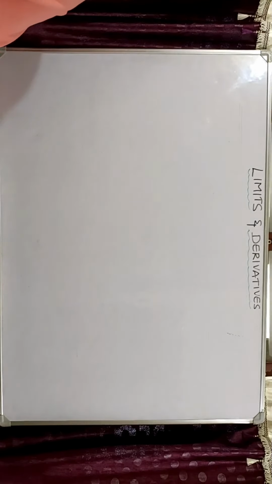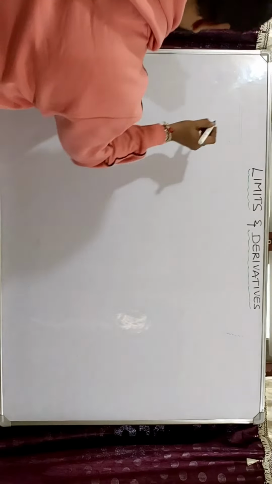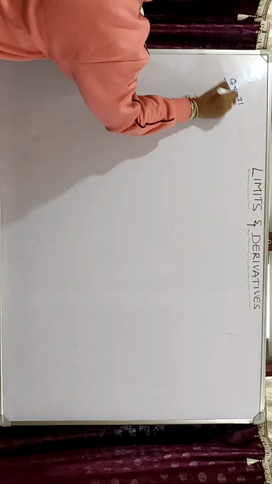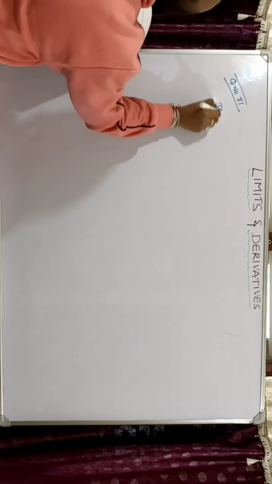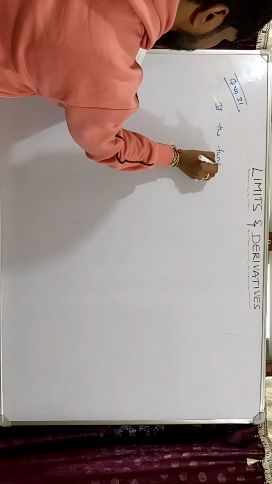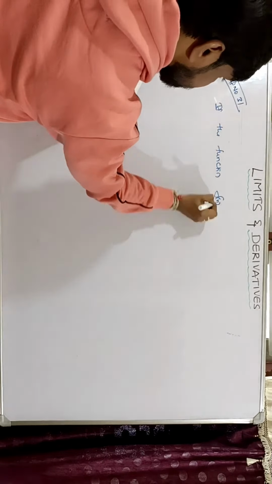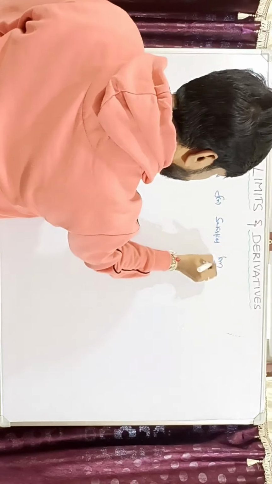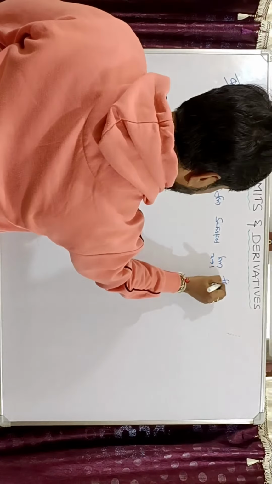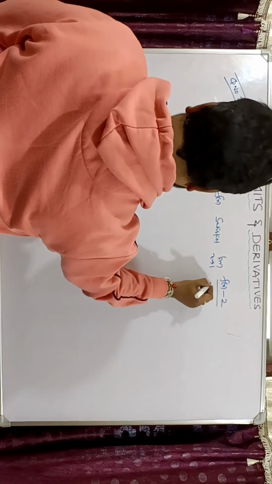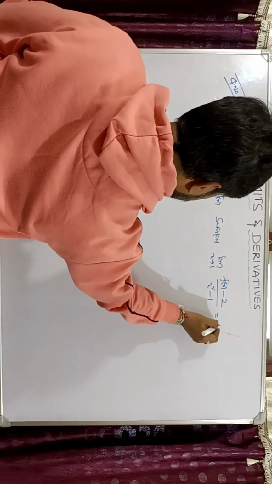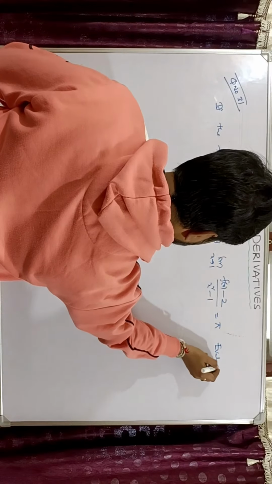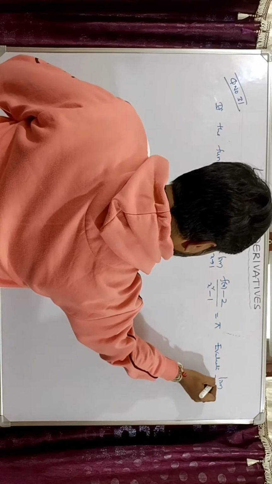Marks question from your textbook. This is question number 31 in your textbook. If the function f of x satisfies limit x tends to 1, (f of x minus 2) by (x square minus 1) is equal to pi, evaluate limit x tends to 1 f of x.